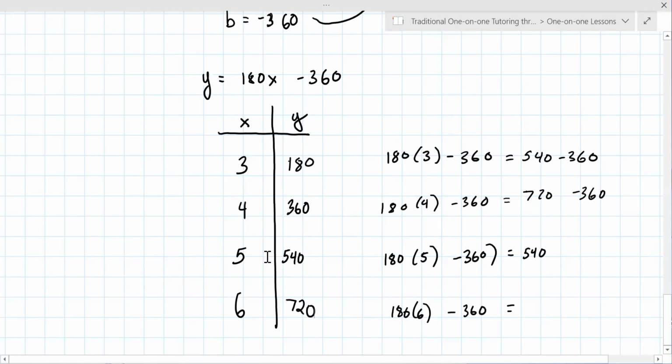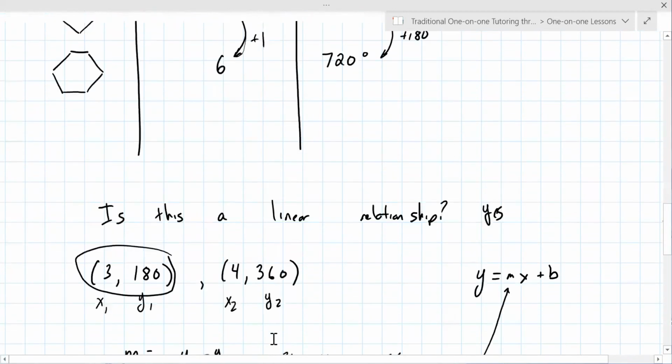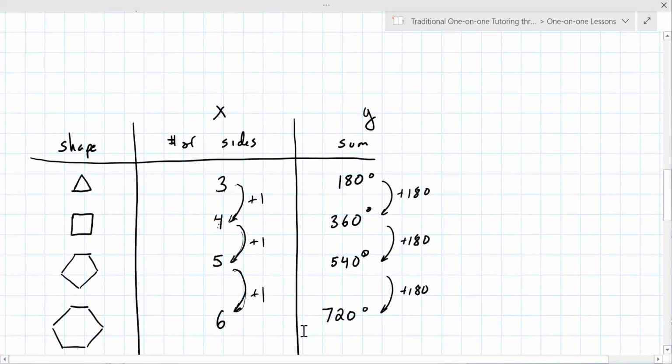Try to look at these numbers here in this table. How do they compare to the numbers in this table? Are they the same?